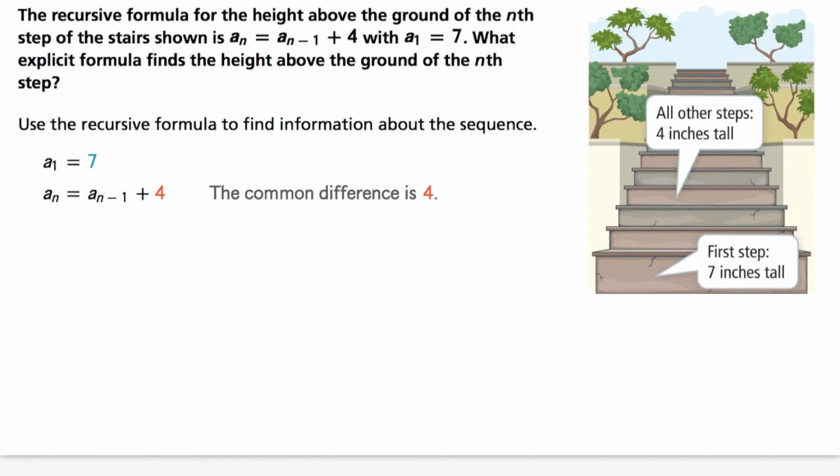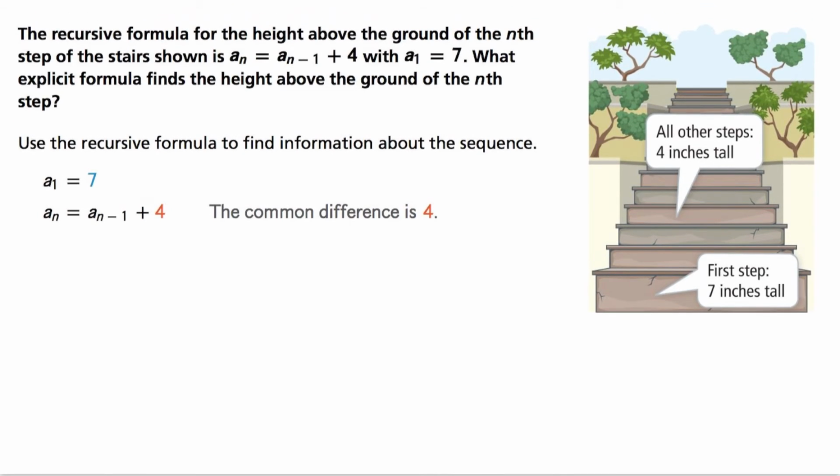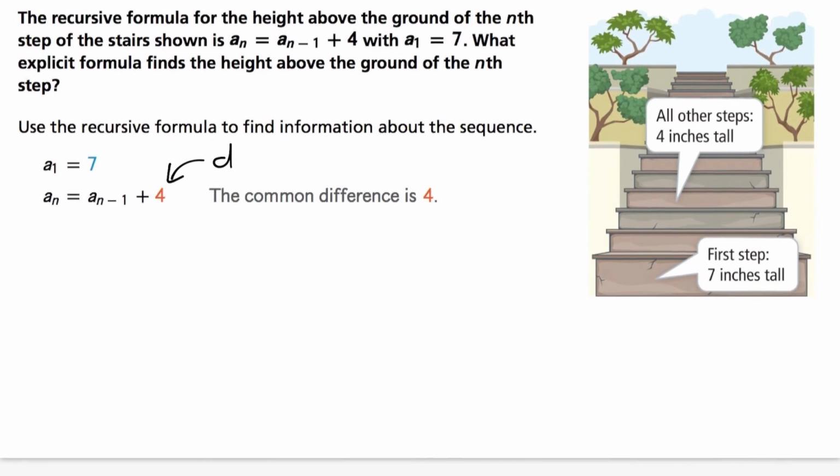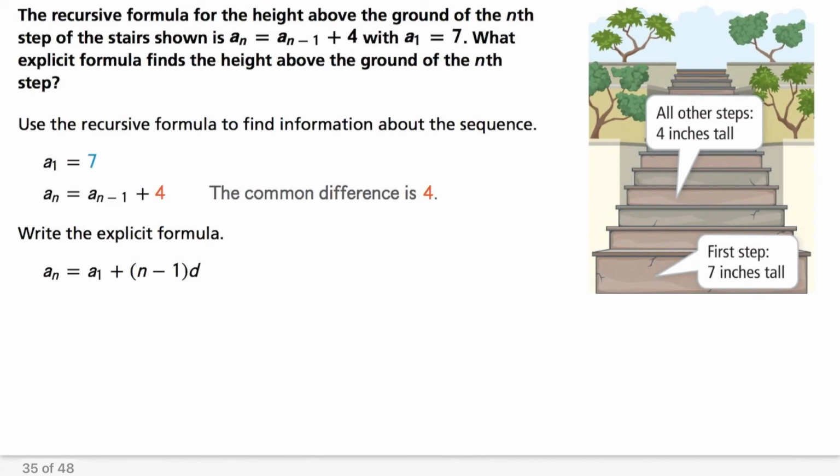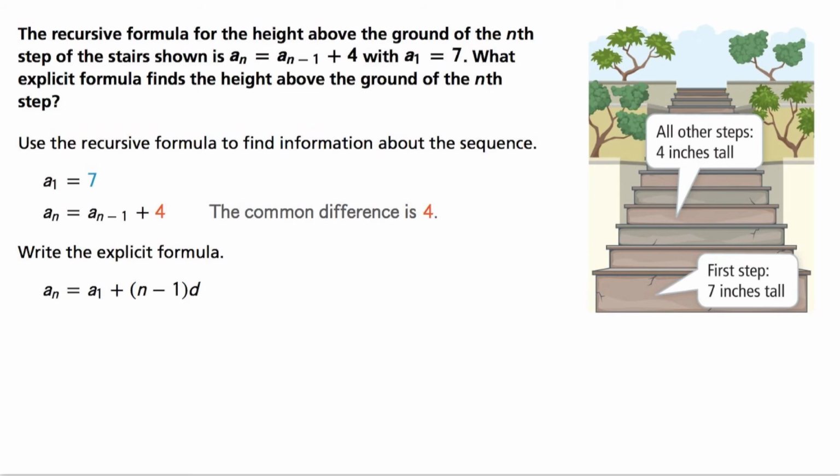Every other step is increasing by 4 inches, so our common difference is 4, right? In our original formula for the recursive formula, this here would be D, and D represents that common difference. So when we want to come up with the explicit formula, I just take those same values. I can take what a sub 1 was and plug that into a sub 1 here, and then take what D was and plug that in for my common difference.